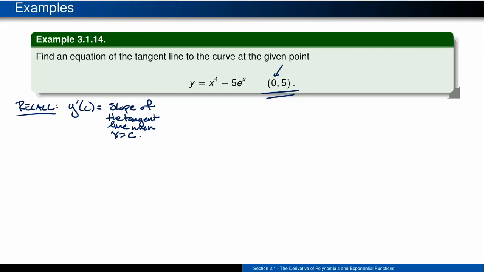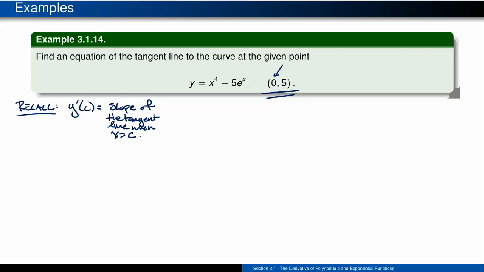So in the next couple of examples, we're actually just going to be looking at trying to find some equations of some of these tangent lines to a variety of different curves. First off, we're going to be looking at the curve y equals x to the fourth plus 5e to the x, and we're going to be interested in finding this tangent line at this point (0, 5).